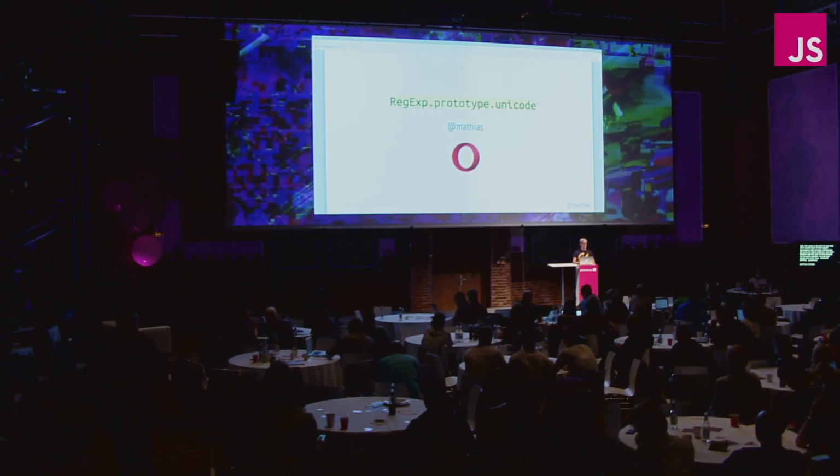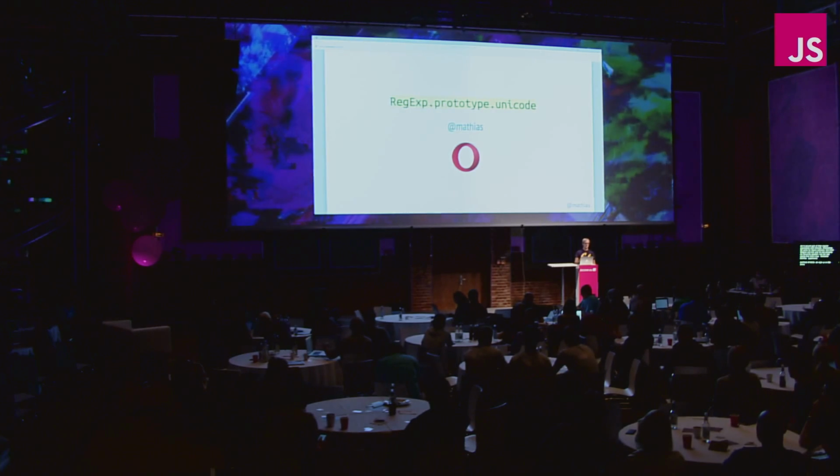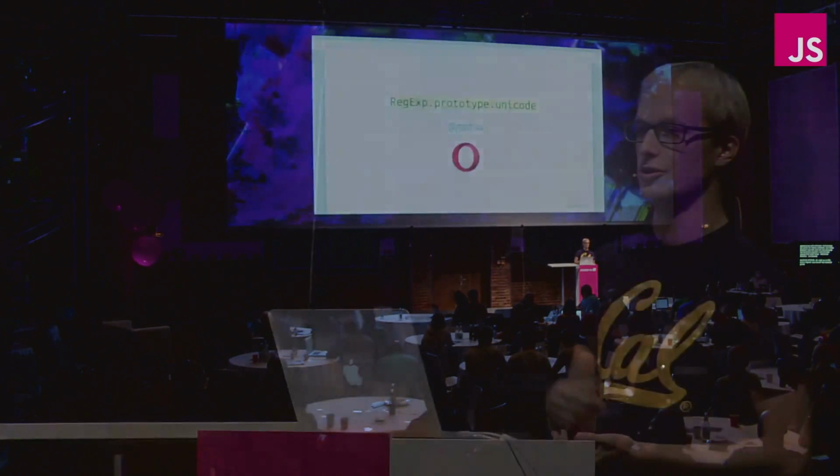All right, so in ES6, every regular expression instance has a Unicode getter that returns true or false depending on whether a new flag, the U flag, which stands for Unicode, has been enabled for that regular expression or not. And that's pretty much what this presentation will be about.